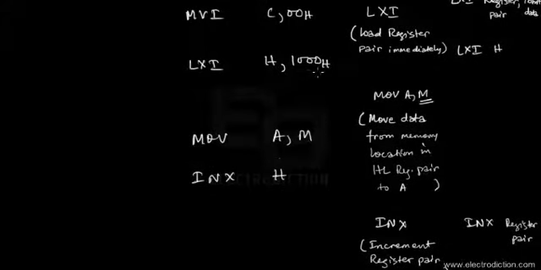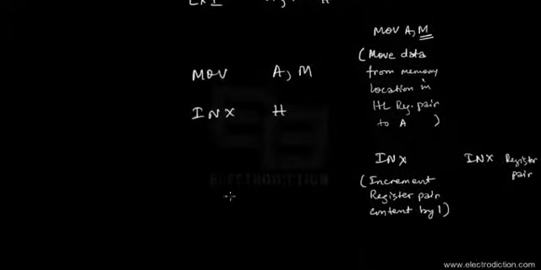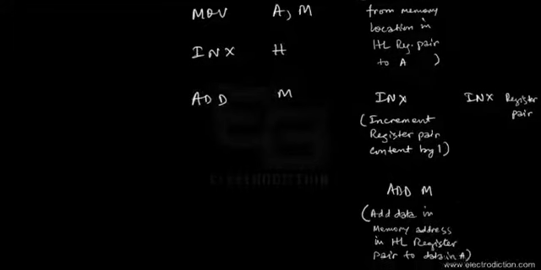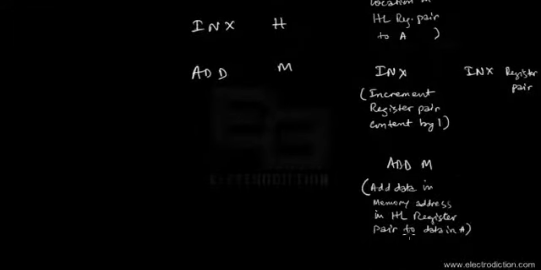Now the HL register pair contains 1001H, so let's do it this way. We can directly add the data present in the location 1001H to the data present in the accumulator. Here I'm going to introduce you to the memory related add operation. We can write here ADD M. This command means add the data present in the memory address stored in the HL register pair to the data that has been stored in the accumulator.